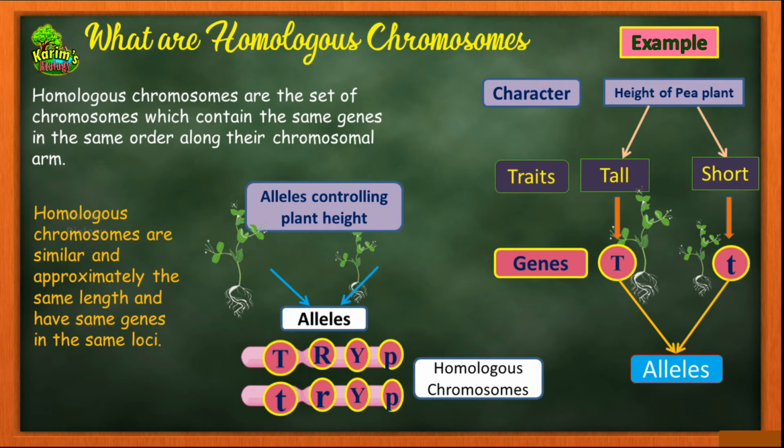the same loci. Okay, one thing is clear over here, that these two chromosomes which are said to be homologous, they have the same length. Look at them, their appearance is similar and they almost have the same length, and most importantly they have the same genes in the same loci. So this is very important for us. They have the same genes. For example, capital T is present here and small t is present in the same place of the other homologous chromosome.